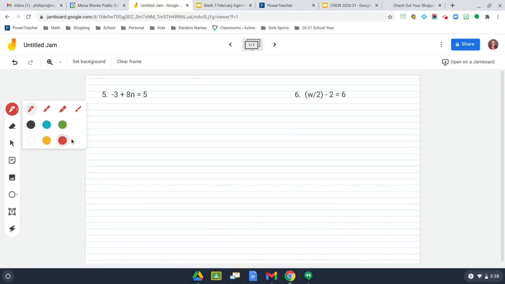Let's find the variable. So we've got -3 plus 8n equals 5. The variable's in the middle this time, right? So I see that n. Now, I need to see what's added or subtracted to it. Well, it's adding -3 right here. I need this to go away. Well, that means I need to think about what the opposite is of -3.